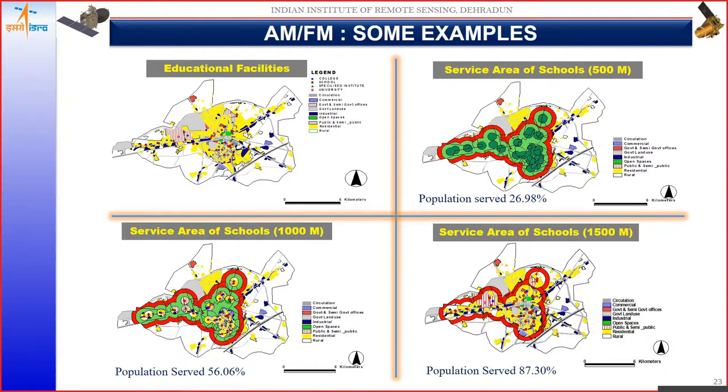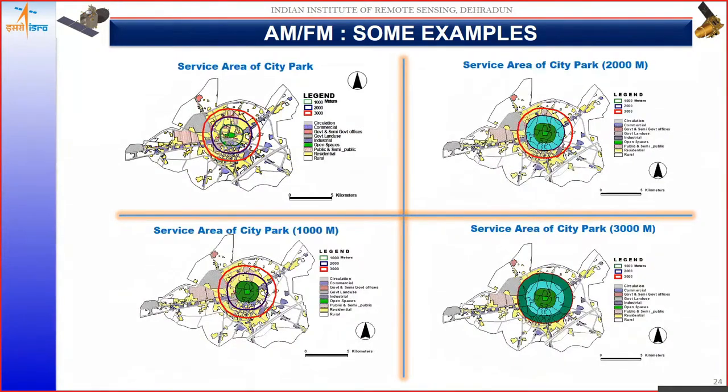That is how, based on asset mapping and AM and FM, you can find out who the beneficiaries are, where the beneficiaries are located and where the assets are located. Based on GIS tools, you can find out how much area will be served and which areas are devoid of the facilities. Take another example, city park.